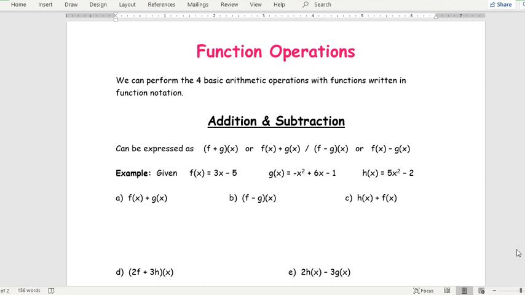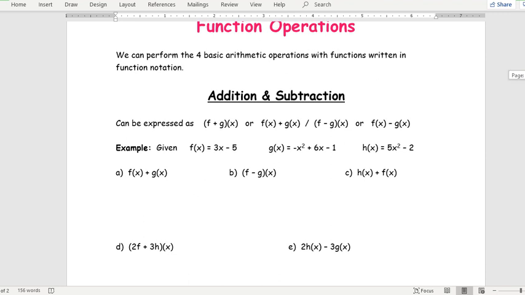Addition and subtraction. We can express that as f plus g of x or f of x plus g of x. Those mean the same thing. Or for subtraction, we have f minus g of x or f of x minus g of x. So let's look at some examples.